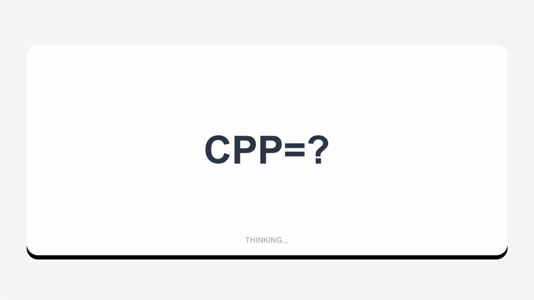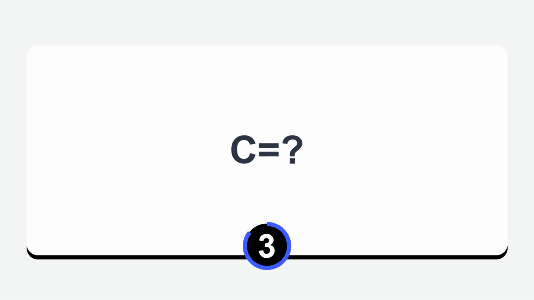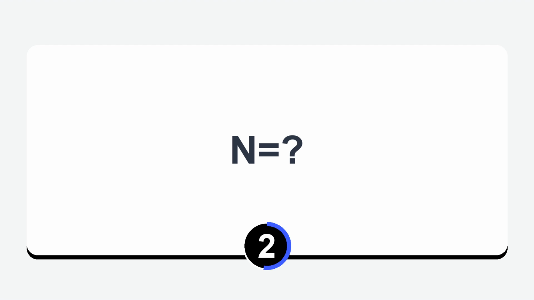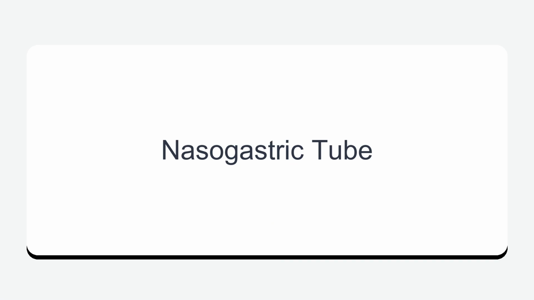CPP equals MAP minus ICP. C equals circulation. N equals nasogastric tube.